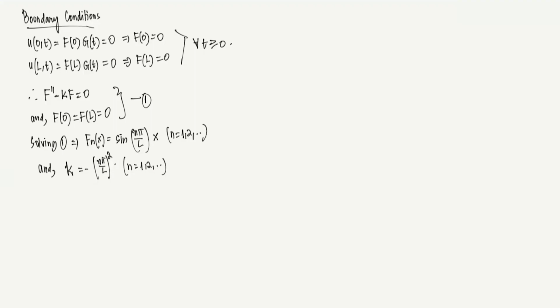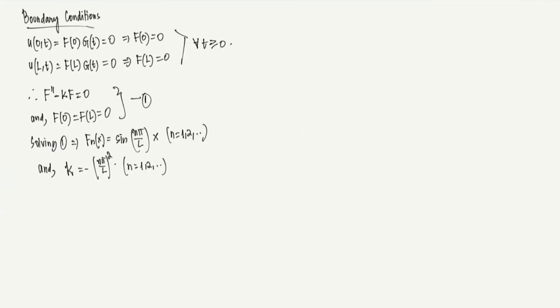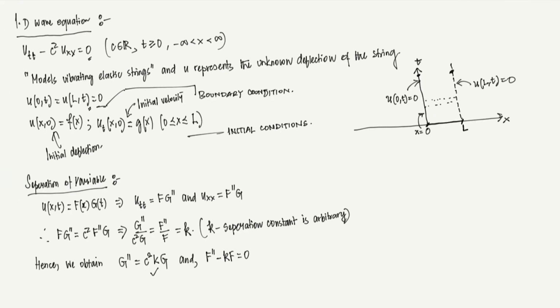Clear? Now what we'll do is put this value of k and f_n into the other equation, the one for g. Therefore putting it in g, we have g double prime plus lambda n squared g equals 0, where lambda n we'll call c times n pi by L. You just multiply this thing: c squared times k g, where k is this.